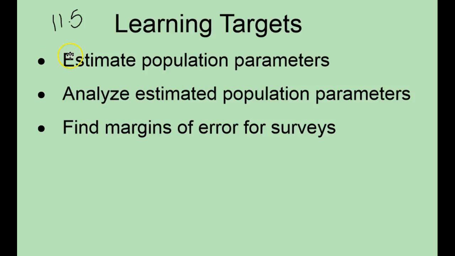So our learning targets again were first we had to estimate population parameters, and to estimate these parameters we used some data from a sample group and found some of their means. Then we looked and analyzed those estimated population parameters, and then finally we found a margin of error for surveys. And this margin of error can be used also to find the number of people that were surveyed if we know the margin of error. So now that we've worked on these learning targets and talked about all of them and seen examples, go ahead and work on your homework for 11.5.